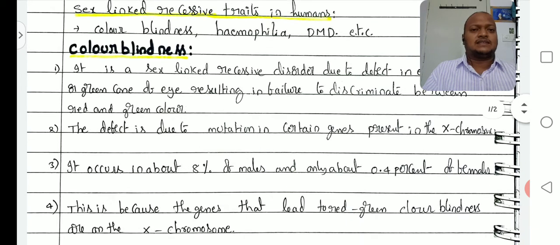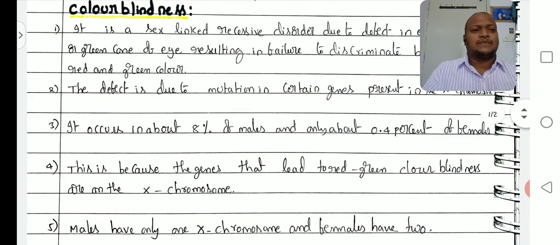Next, second point: the defect is due to mutation in certain genes present on the X chromosome. So what is the reason for that? The gene present on the X chromosome undergoes mutation, and then obviously there is a failure to discriminate between red and green color. Third point: it occurs in about 8% of males and only about 0.4% of females. Males are more affected, females are very less affected.